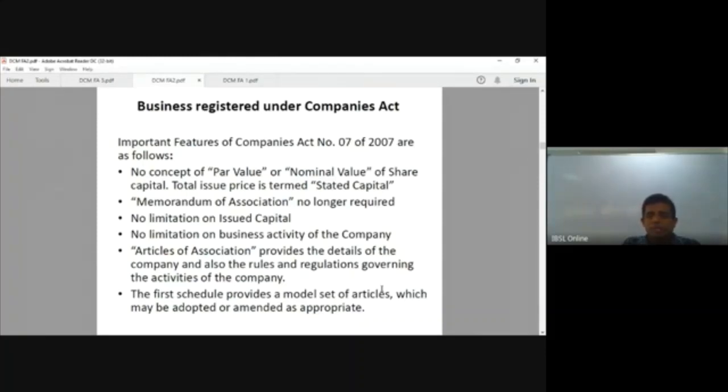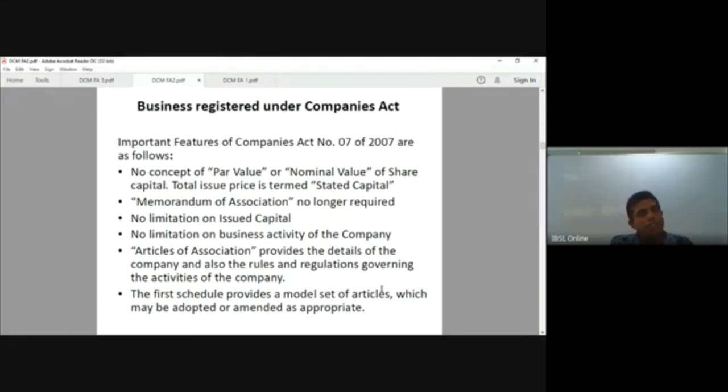Those concepts were there under the previous Company Act, but this new Company Act 2007 took off all those concepts, and they said the capital should be renamed as stated capital. And currently there is no par value or nominal value. We can have only the issue price of a share. If you take the issue price multiplied by the number of shares, that will equal the stated capital of that particular company.